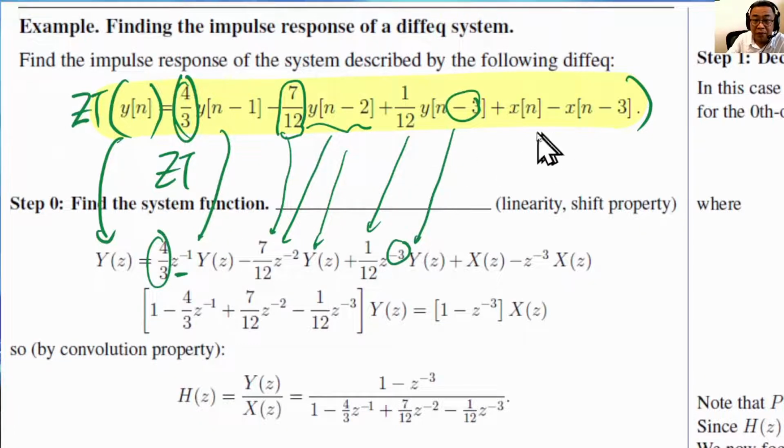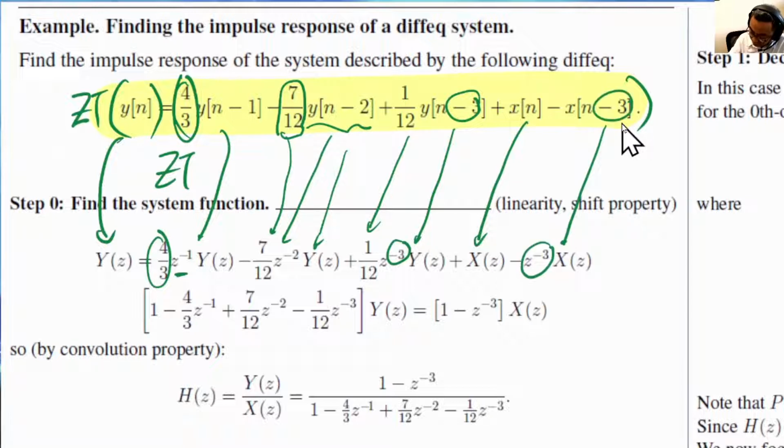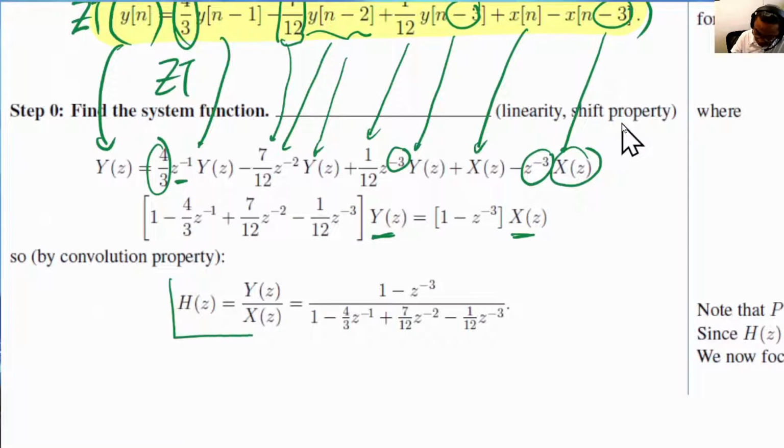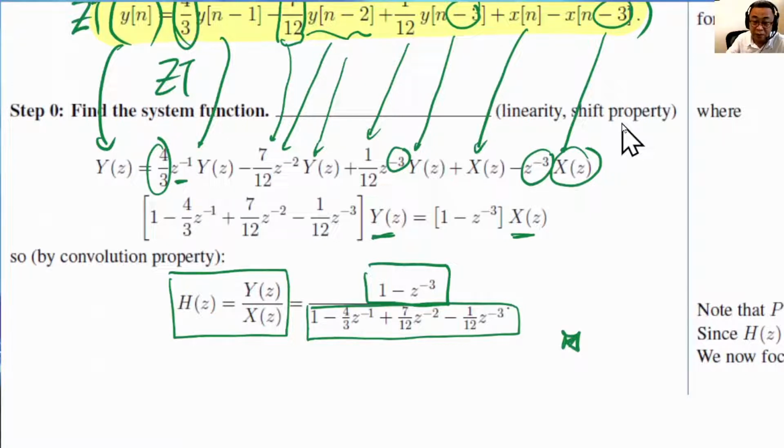Similarly, for x(n), the Z-transform is X(z). The Z-transform of x(n-3) is z^-3 X(z). So we collect the Y(z) on one side and X(z) on the other side. Remember that the definition of transfer function is Y(z) over X(z). So we just collect the polynomials for the numerator as well as the denominator, and this is the transfer function in the negative power of z.